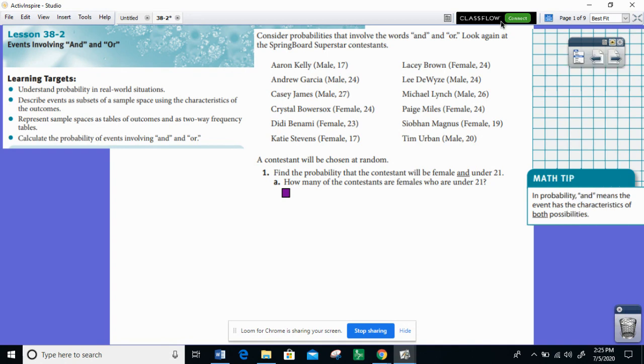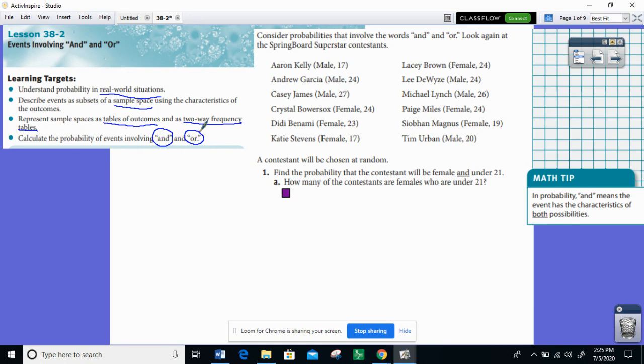So our learning targets for this lesson are to understand probability in real-world situations. We're also going to describe events as subsets of a sample space. That's what we learned in the last video. That's the set of all possible outcomes using the characteristics of the outcome. We're going to represent sample spaces as both tables of outcomes and as two-way frequency tables. And we're also going to calculate the probability of events that involve an and also events that involve an or.